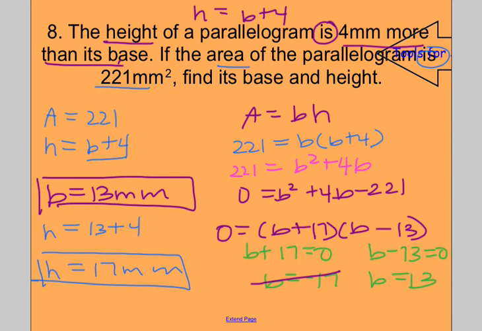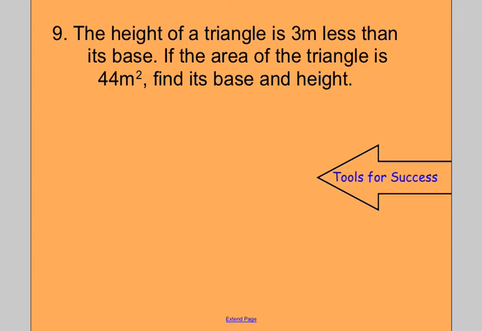Example 9, a little bit different. This time we're talking about a triangle. The height of a triangle is, and remember, is means equals. So h equals 3 meters less than its base. So that means you take the base, subtract 3. So there's my height. If the area of the triangle is 44 meters squared, find the base and the height.